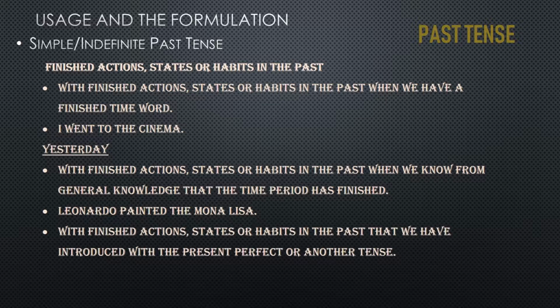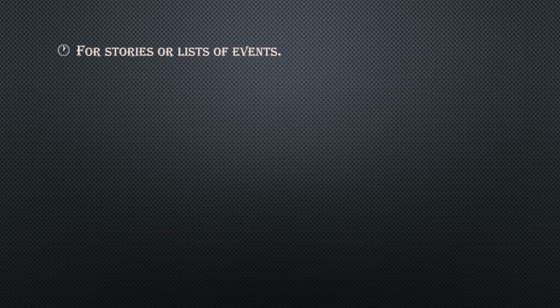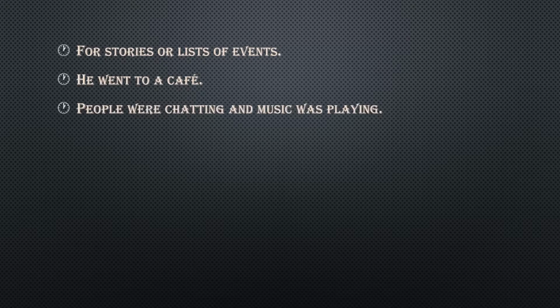Finished actions, states, or habits in the past that we have introduced with the present perfect or another tense, like I have hurt my leg, I fell off a ladder when I was painting my bedroom. For stories or lists of events, like he went to a cafe, people were chatting and music was playing. He sat down and ordered a coffee.